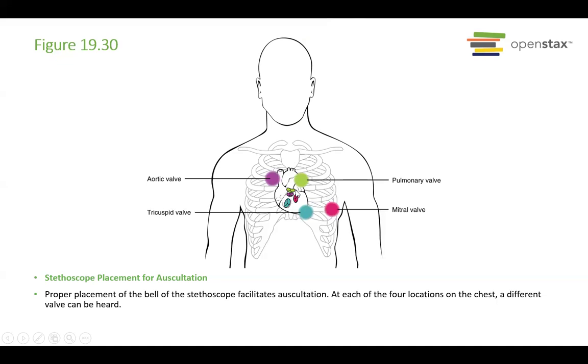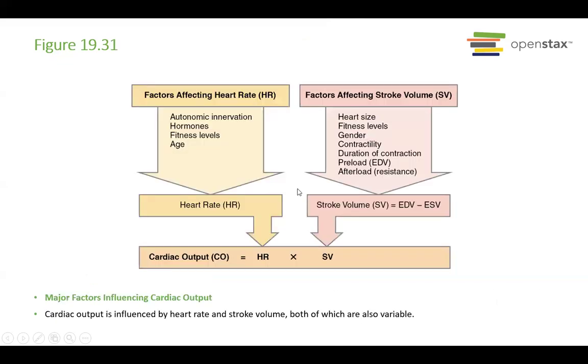The aortic valve is sending blood to the left of the heart, and the pulmonary valve is sending blood back out to the lung, and the tricuspid valve is bringing blood into the right ventricle, and this mitral valve is bringing blood from the left atria into the left ventricle.